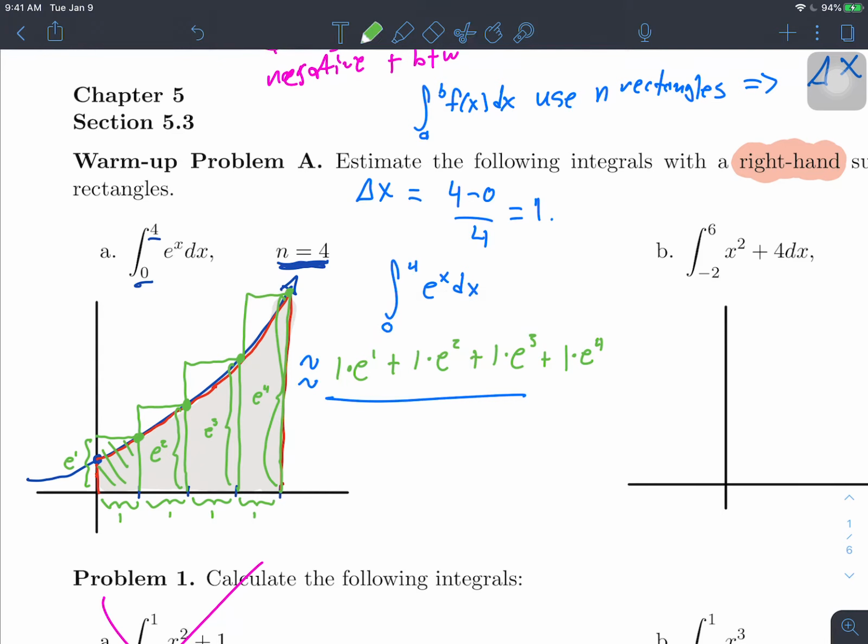Okay, so that's all just equal to, let's see, 1 plus 2, that's 3, plus 3 is 6, plus 4 is 10, e to the 10th, right? e to the 1 plus e squared plus e cubed plus e to the 4th is e to the 10.